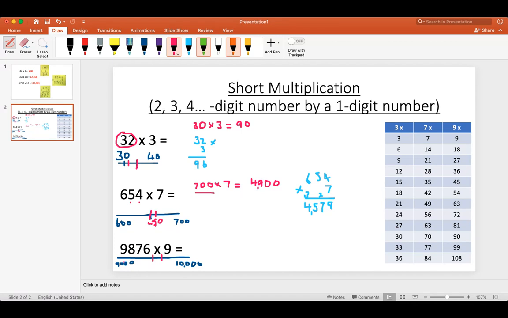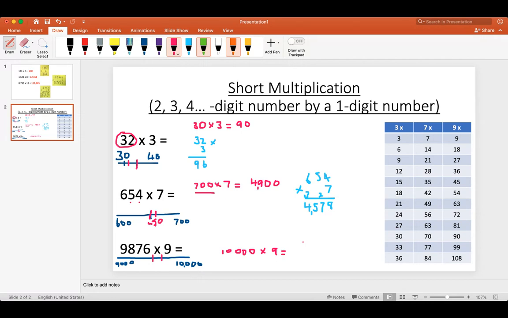9,876 multiplied by 9. 9,876 lies between 9,000 and 10,000. So I'm actually going to do a quick calculation here. So the number between 9,000 and 10,000 is 9,500. So therefore, 9,876 is going to be closer to 10,000 than 9,000. So I'm going to do 10,000 multiplied by 9.